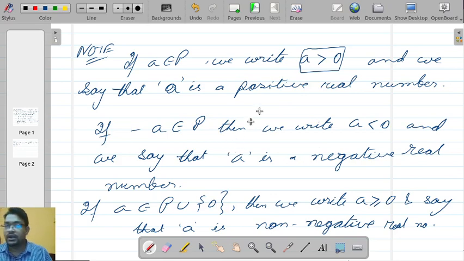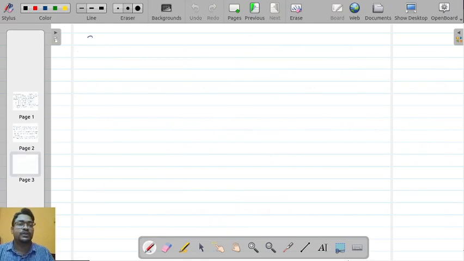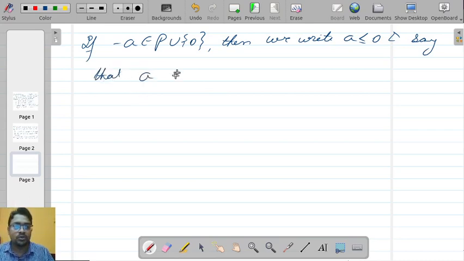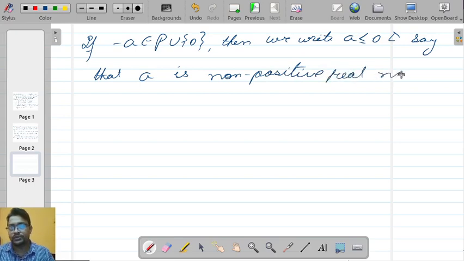Okay. Similarly, if minus A belongs to P union singleton 0, then we write A is less than or equal to 0, and say that A is non-positive real number. Okay, so one is non-negative, another is non-positive real number.